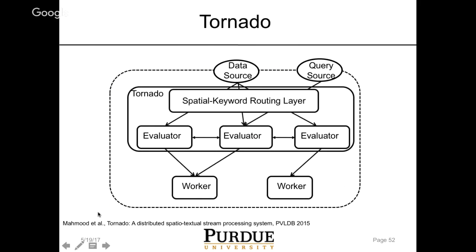Tornado is structured as follows: there will be data sources and continuous query sources, and then there will be an adaptive spatial keyword routing layer that takes this input data and distributes it to multiple worker processes called evaluators. These worker processes have local spatial keyword indexes that index the continuous queries and handle the incoming data, run it against the indexed queries to produce final results.